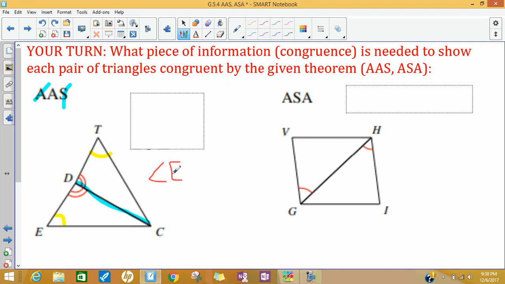Angle E is congruent to angle T. Sorry for that mistake.